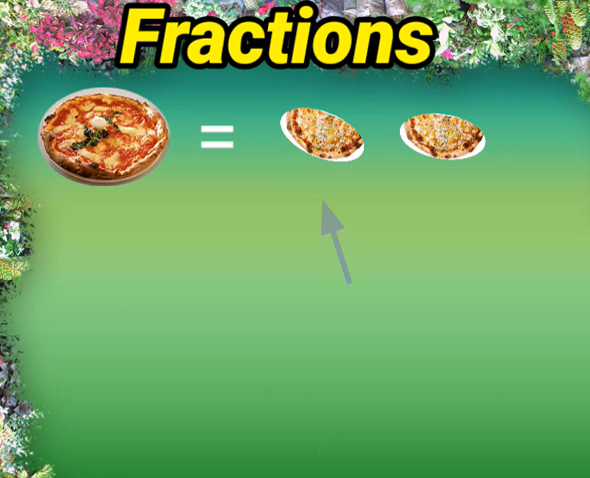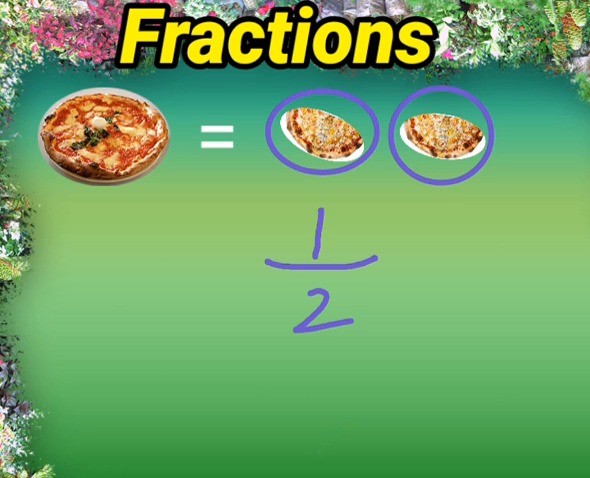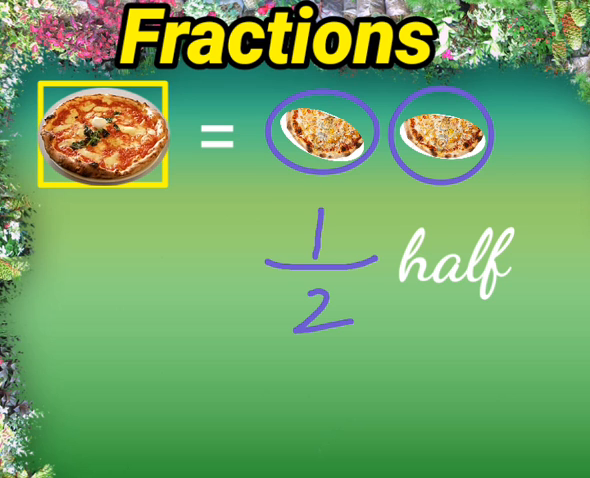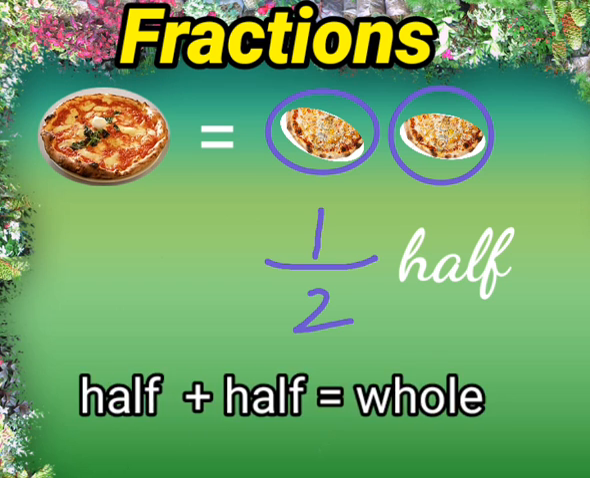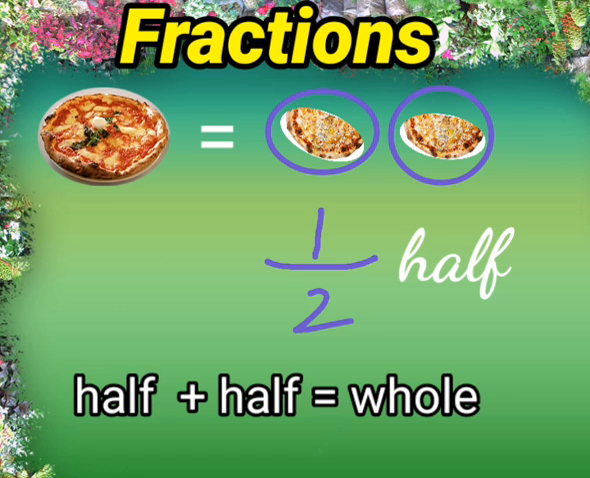That is, this part is 1 half and this part is another half. We can say it as, out of these 2 parts, this is 1 part and this is 1 part. Each part is written as 1, this line, and 2. That is 1 by 2. In words, this 1 by 2 is written as half. These 2 halves of this pizza make the whole pizza. That is, half plus half is equal to whole.